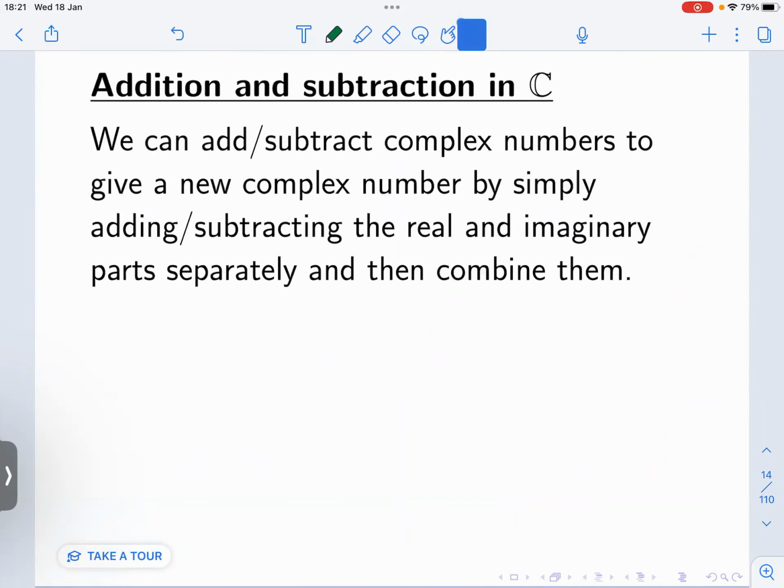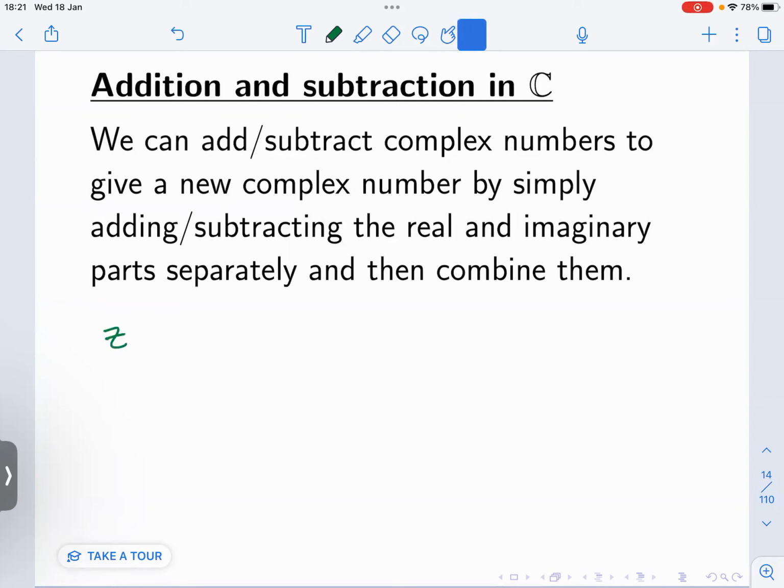Right, we note that all the basic operations like addition, multiplication, subtraction, and division that we are used to when dealing with real numbers also hold in this case. In particular, we can add or subtract complex numbers together to get a new complex number. To do this, we are going to add the imaginary parts together and the real parts together and combine them.